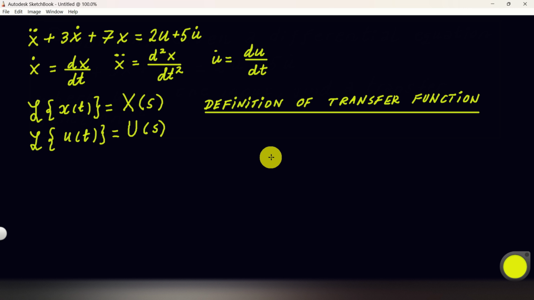In order to solve this problem, we need to briefly recall the definition of a transfer function of a dynamical system. A transfer function of a dynamical system, usually denoted by W of s, is a ratio of the Laplace transform of the output of the system and the input of the system under the assumption that all initial conditions are zero. Since in our case x is the output and u is the input, the transfer function is defined as the ratio of X of s over U of s under the condition that all initial conditions are equal to zero.